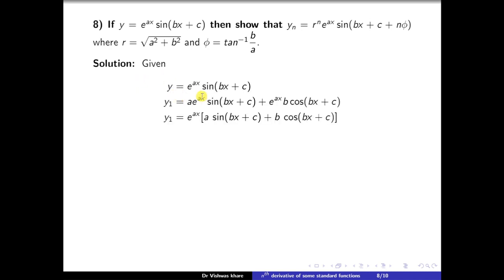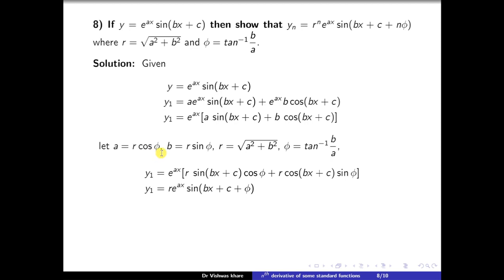Given y is equal to e to the power ax sin(bx plus c), finding the first derivative, it becomes a e to the power ax sin(bx plus c), that is finding the derivative of e to the power ax gives this, plus e to the power ax as it is, and finding the derivative of sin(bx plus c) gives cos(bx plus c), and the further derivative of bx plus c is b. So this expression can be written as e to the power ax, taking this common, a sin(bx plus c) plus b cos(bx plus c).